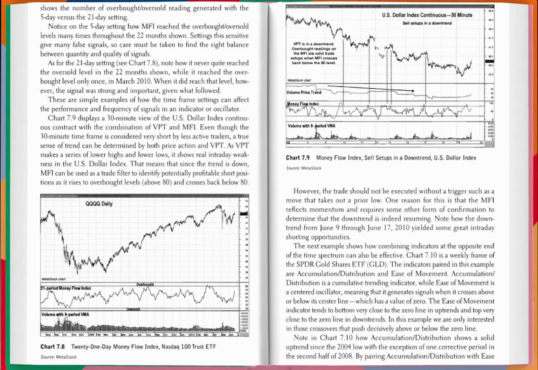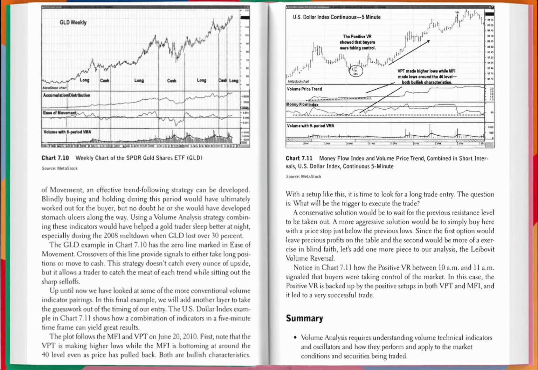The ease of movement indicator tends to bottom very close to the 0 line in uptrends, and top very close to the 0 line in downtrends. In this example, we are only interested in those crossovers that push decisively above or below the 0 line. Note in chart 7.10 how accumulation distribution shows a solid uptrend since the 2004 low, with the exception of one corrective period in the second half of 2008. By pairing accumulation distribution with ease of movement, an effective trend following strategy can be developed.